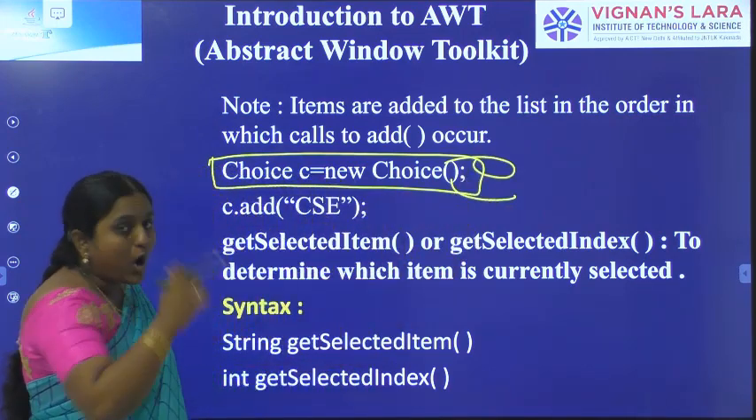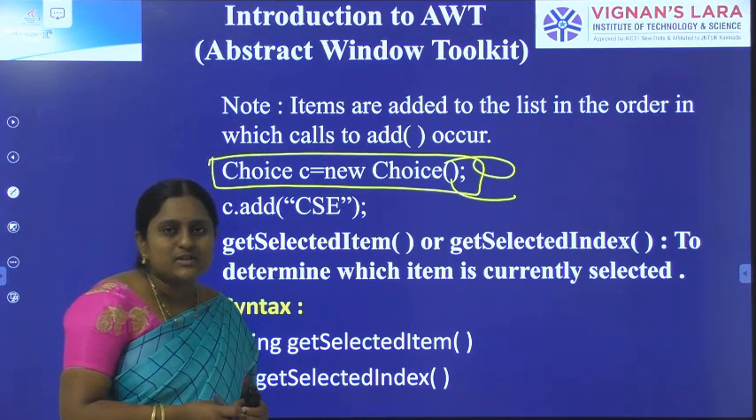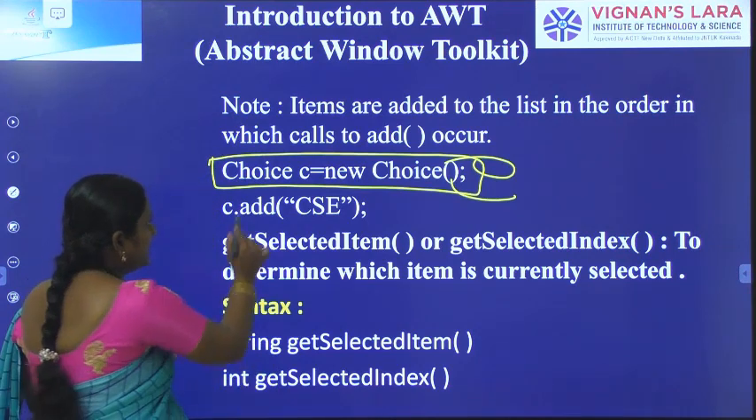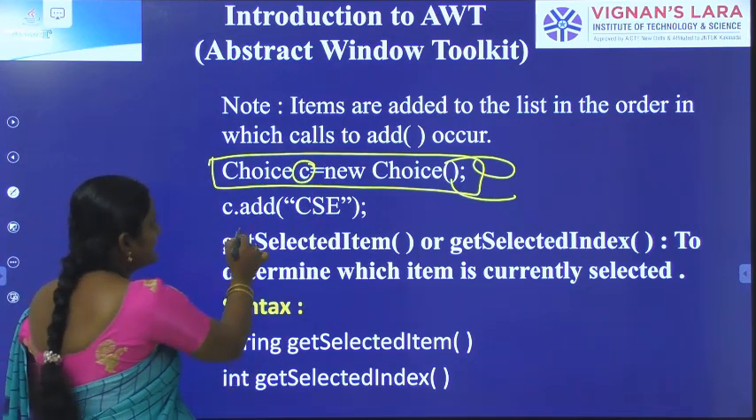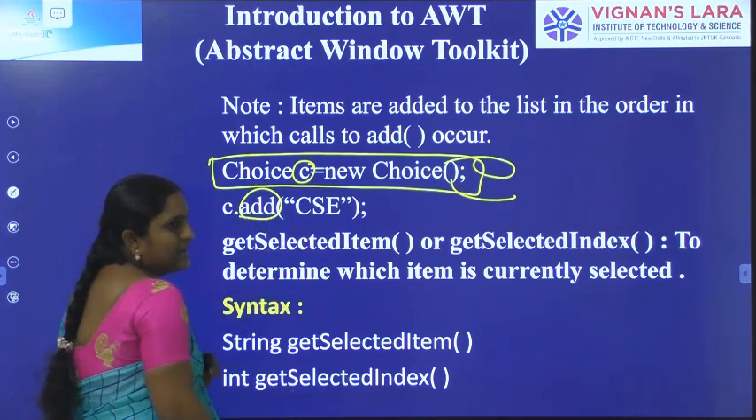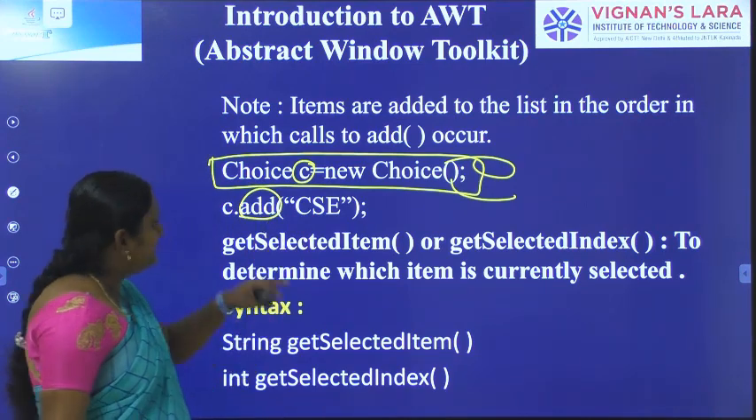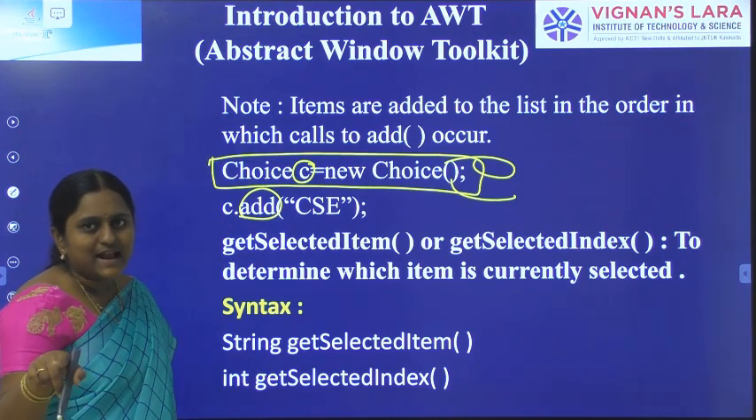Next, how can we add elements in the Choice? By using which method? The add method. With the help of this object reference, I'm calling the add method: c.add("CSE"). So one item is added. With the help of this statement, one item is added to the Choice.